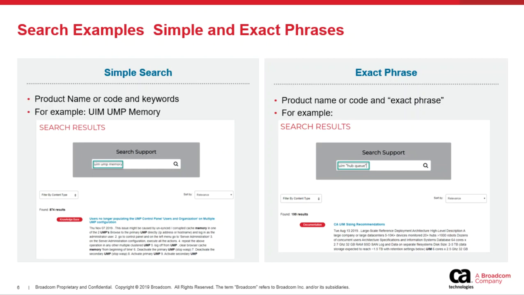On the right side, we have an example of an exact phrase. So we can search with the product name or acronym in the beginning, UIM in this case, and then open double quote hub Q, close double quote, would return UIM documents with the exact phrase of hub Q.